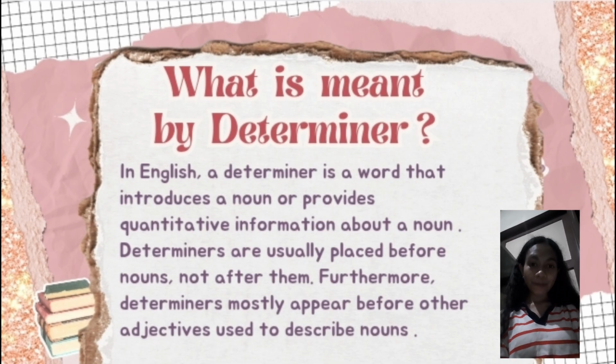What is a determiner? In English, a determiner is a word that introduces a noun or provides quantitative information about a noun. Determiners are usually placed before nouns, not after them. Furthermore, determiners mostly appear before other adjectives used to describe nouns.